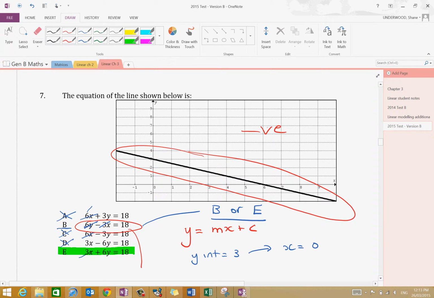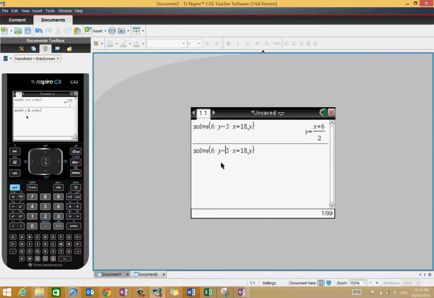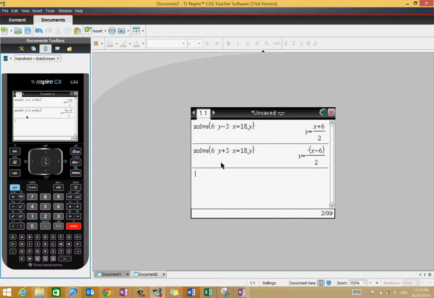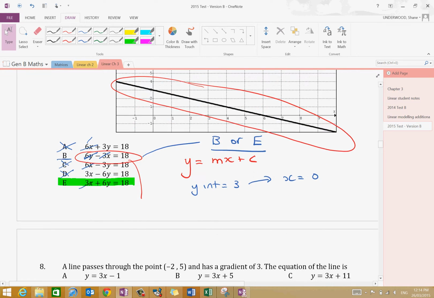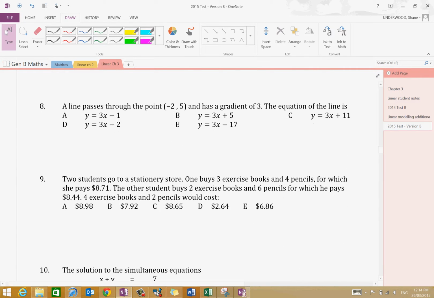And if you like, I could have rearranged that and done the same thing. 3x plus 6y is equal to 18. If I go back up here and press enter, let's change that to 3x, and let's just change that to a plus. There you go. We've got a negative line, and that's negative x over 2 plus 3, which is going to give us a y-intercept of 3. So that was not done very well, but really, if you did process of elimination, you could have done it easily enough.